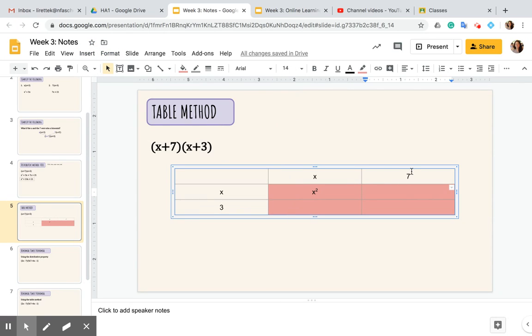And then here, I'm going to multiply 7 and x. That's going to give me 7x. Okay? In the next box down here, I'm going to do x times 3. That's going to give me 3x. And then in the last box, 7 times 3 gives me 21.